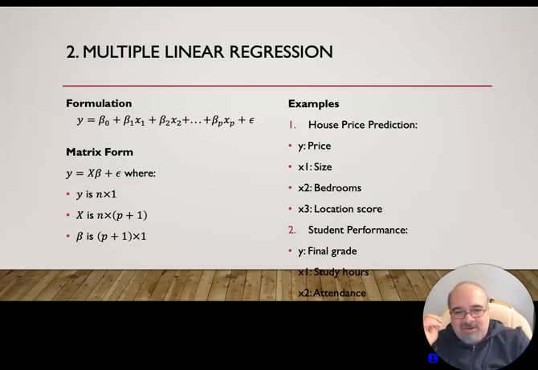In multiple linear regression, of course, we extend our model to now include multiple predictors. This is much more realistic for real-world applications. Outcomes are rarely influenced by just one factor. And you notice how the matrix dimensions change in this case. X now has P plus 1 columns where P is the number of predictors that we have. And the plus 1 has to account for the intercept term.